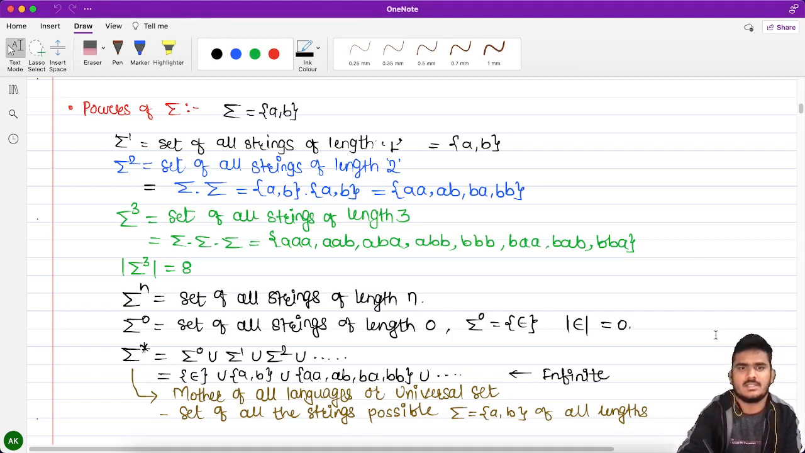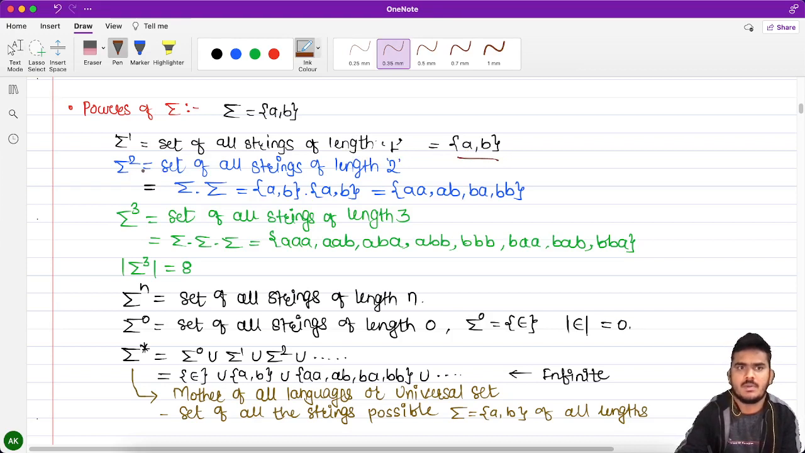Hello students, in this class we are going to study about the powers of alphabet, and in this we are considering the alphabets A and B. So sigma power 1 says that set of all the strings of length 1 over the alphabet A, B. So we can say that the length 1 strings over the alphabet A, B are A and B.